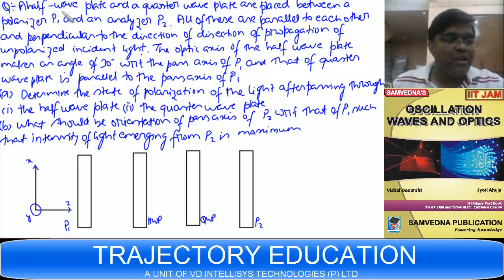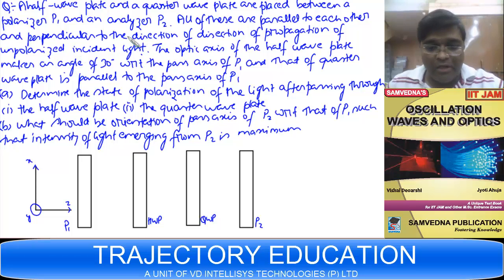See this question. A half wave plate and a quarter wave plate are placed between polarizer P1 and analyzer P2. All of these are parallel to each other and perpendicular to the direction of propagation. Z is the direction of propagation. Light is propagating in Z direction.